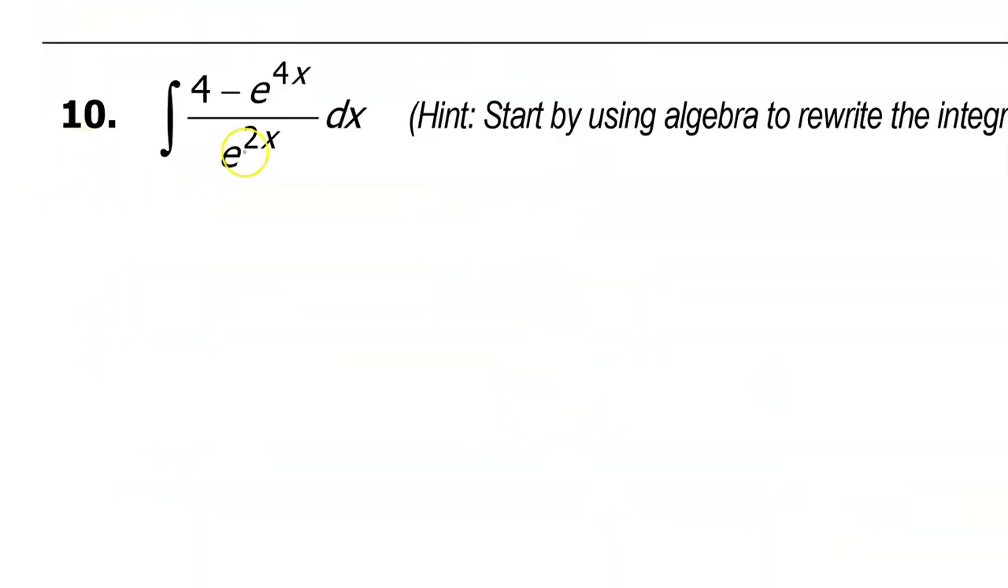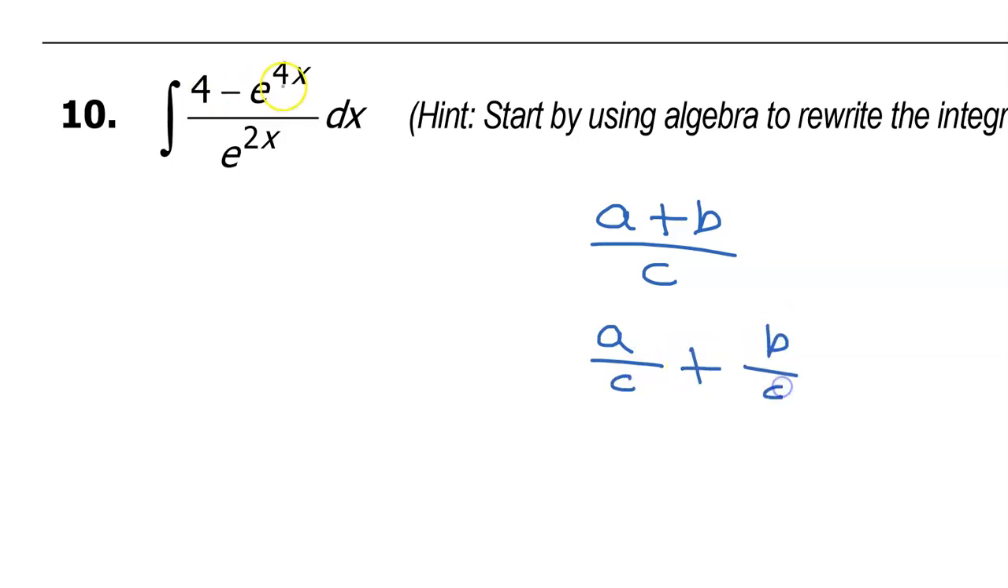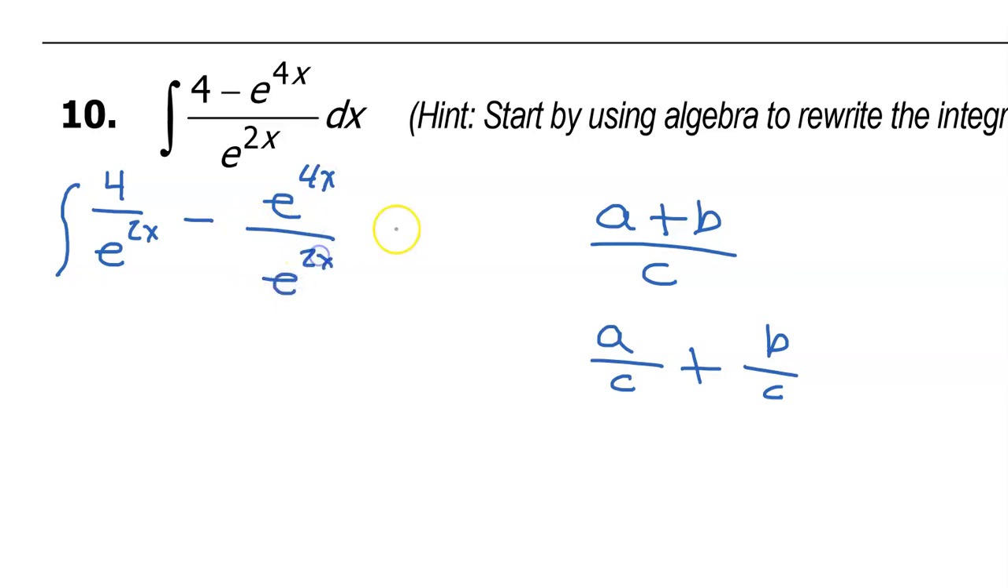Number 10. I see that we have a monomial in the denominator. So let's try rewriting this using the a plus b over c rule. We know we can rewrite this as a over c plus b over c. So what does that mean for this integral? We can rewrite this as 4 over e to the 2x power minus e to the 4x over e to the 2x dx. So let's do some simplification.